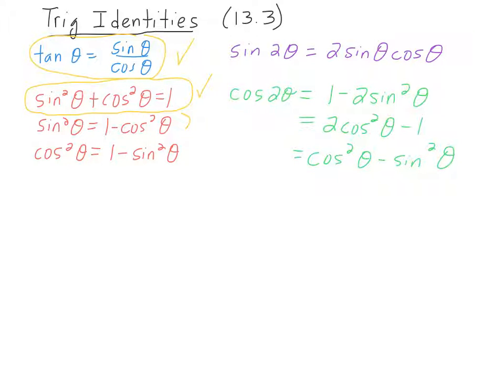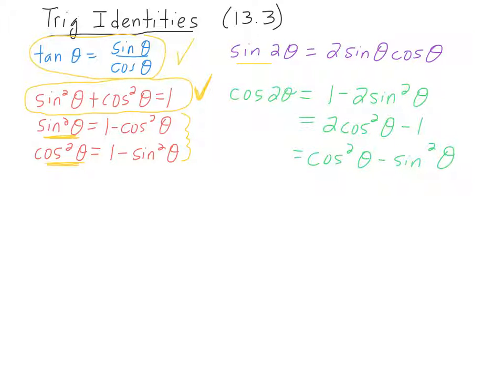Now these two here are kind of offspring of this one up above. Sine squared plus cosine squared equals 1. So if you wanted to solve for sine squared or cosine squared, we can do that just by moving some terms around.